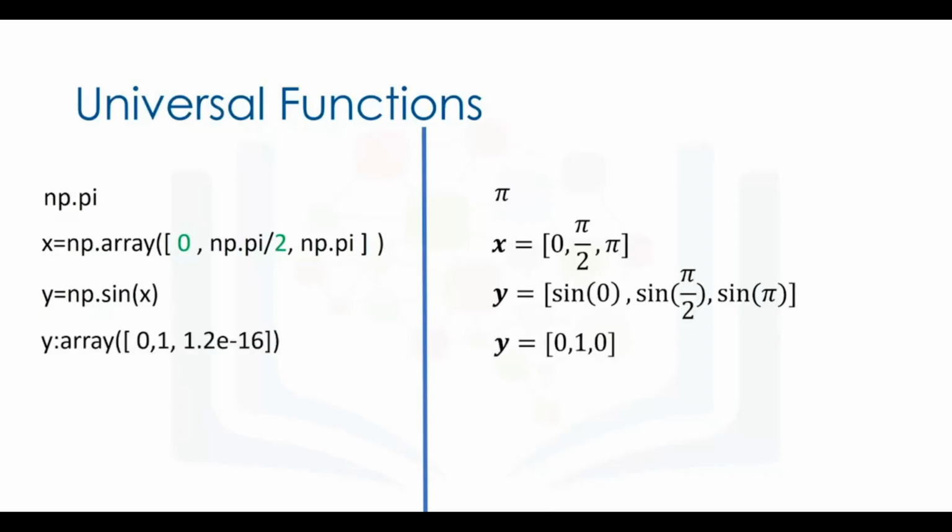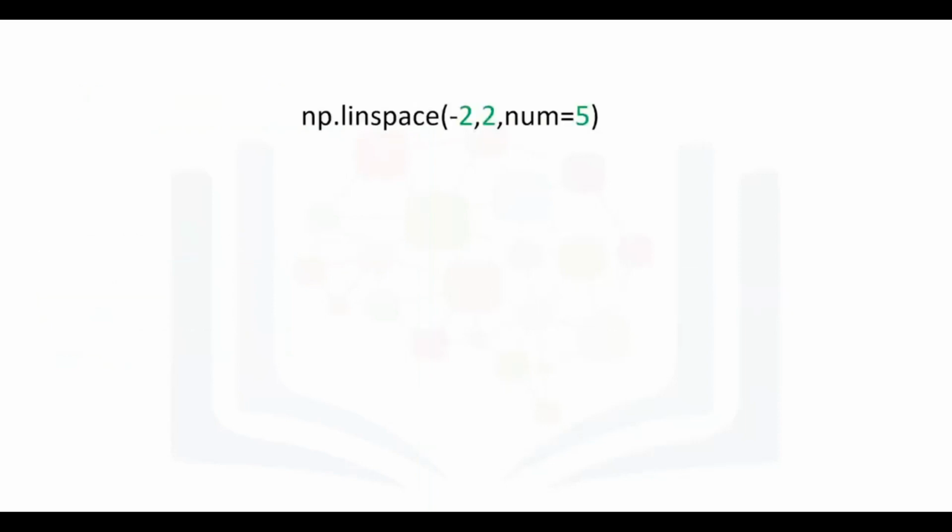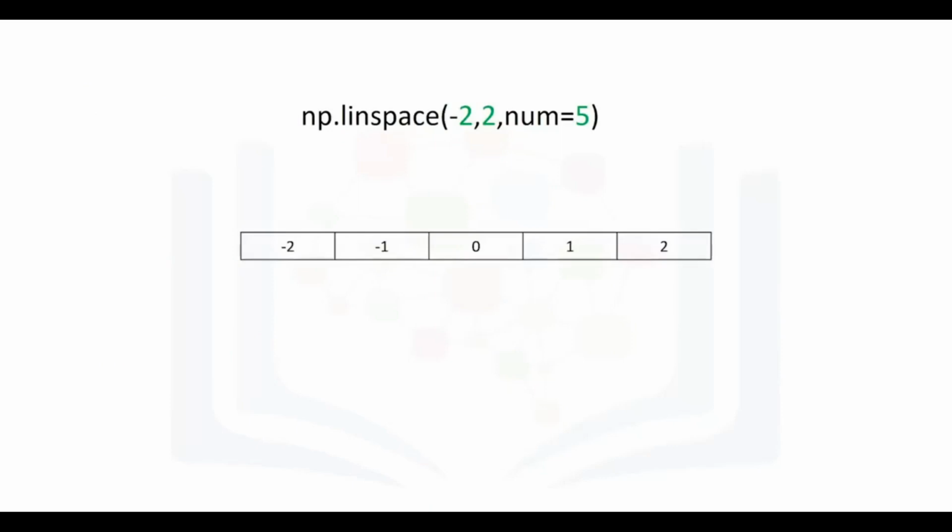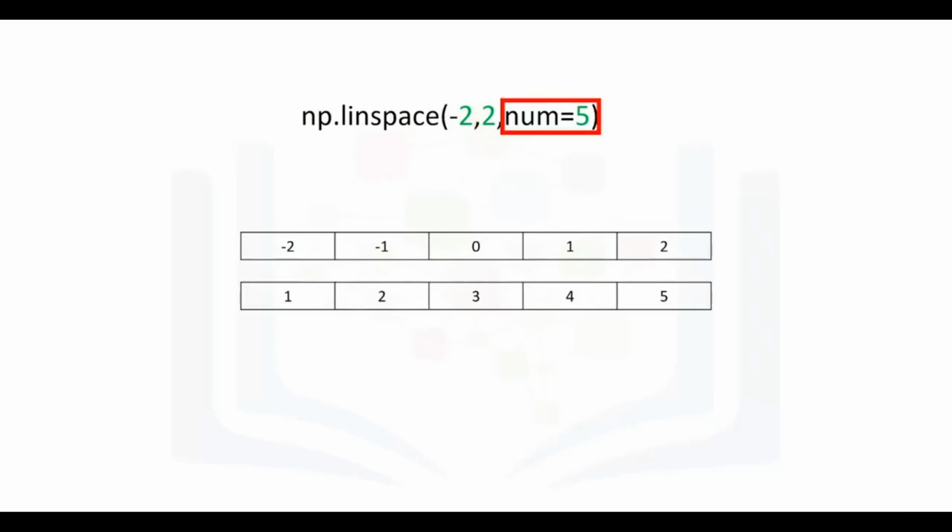The result is a new array y, where each value corresponds to a sine function being applied to each element in the array x. A useful function for plotting mathematical functions is linspace. Linspace returns evenly spaced numbers over a specified interval. We specify the starting point of the sequence and the ending point of the sequence. The parameter num indicates the number of samples to generate. In this case, 5.